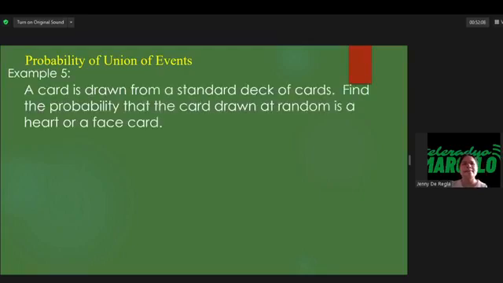Next, example 5. A card is drawn from a standard deck of cards. Find the probability that the card drawn at random is a card.